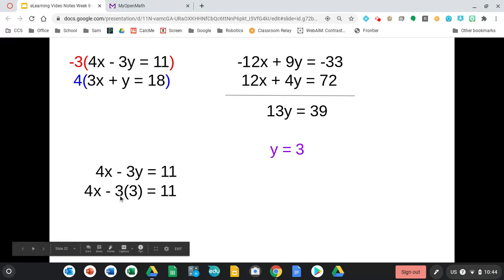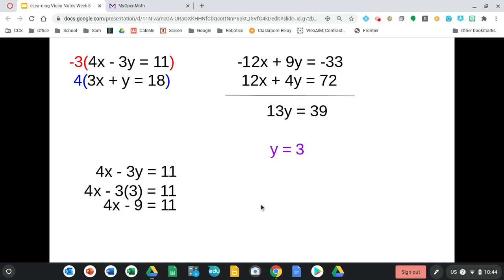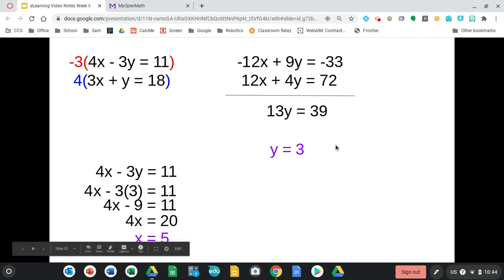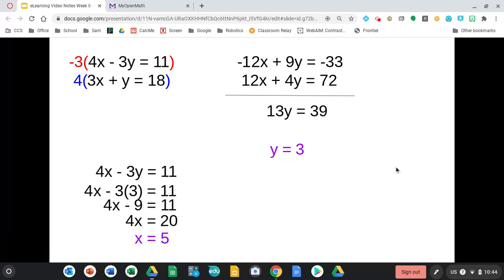Okay, that may look a little confusing, so let's go ahead and multiply 3 times 3. That gives it 9, so now it's 4x minus 9 equals 11. And again, I'm back to a point where I know how to solve that equation. So we would add 9 and we'd get 4x equals 20. And so then your final answer is going to be x equals 5. So we've gotten two answers now. We've got x equals 5, we've got y equals 3. And so the way we write that answer is we just write it as an ordered pair. X is 5, y is 3, so the first number is 5, and the second number is 3.